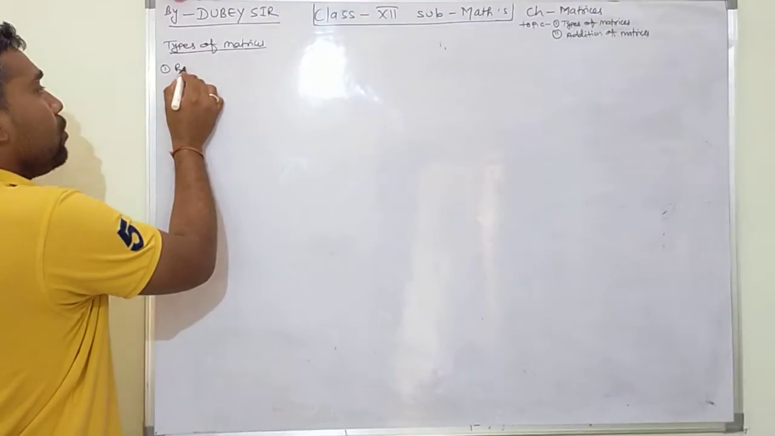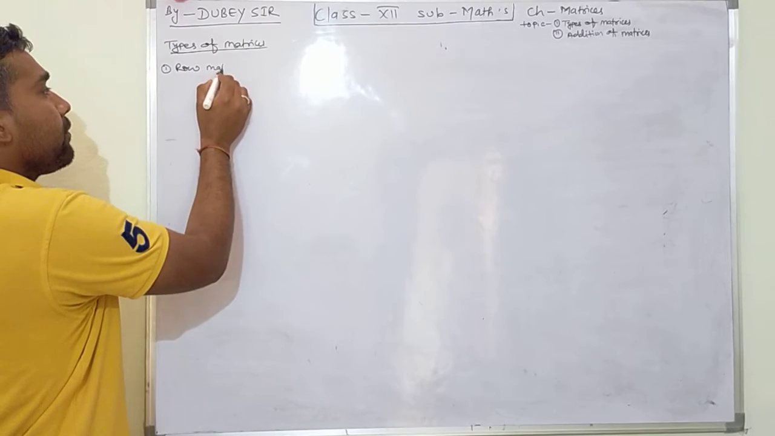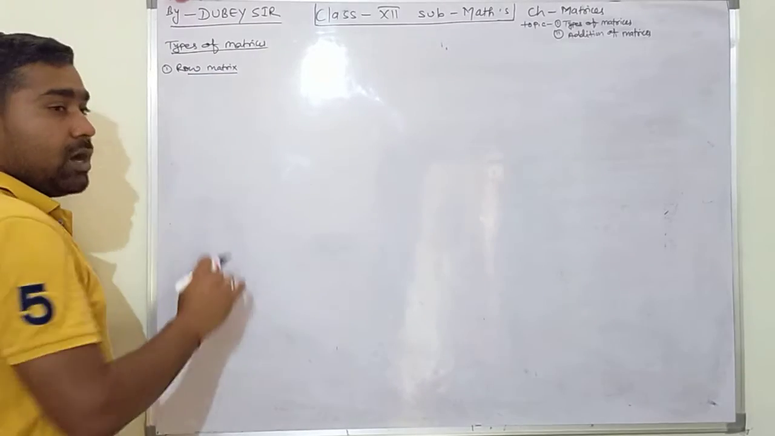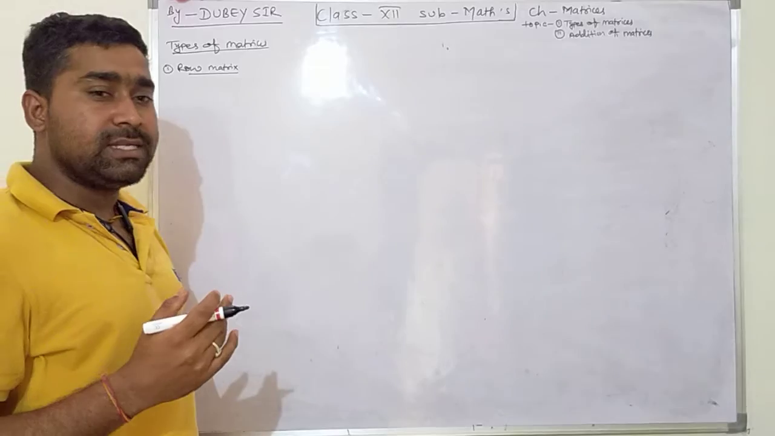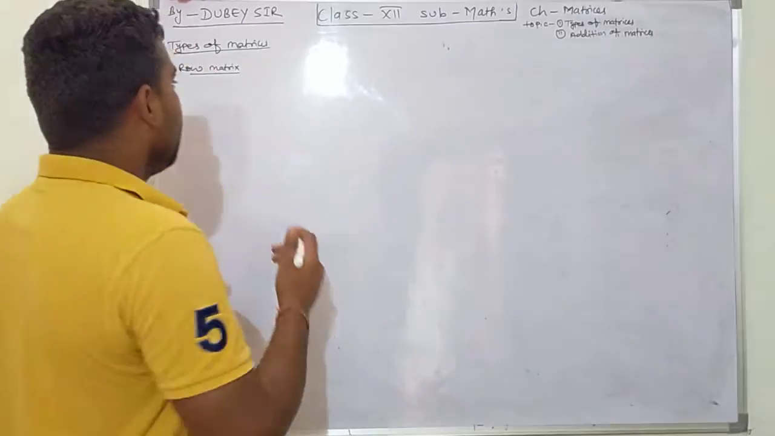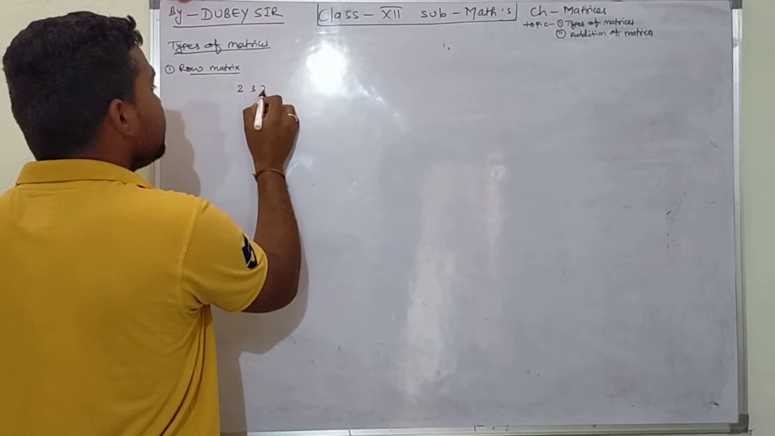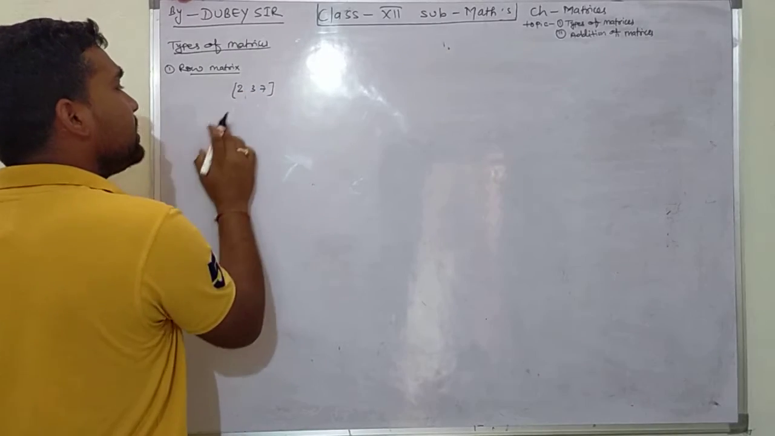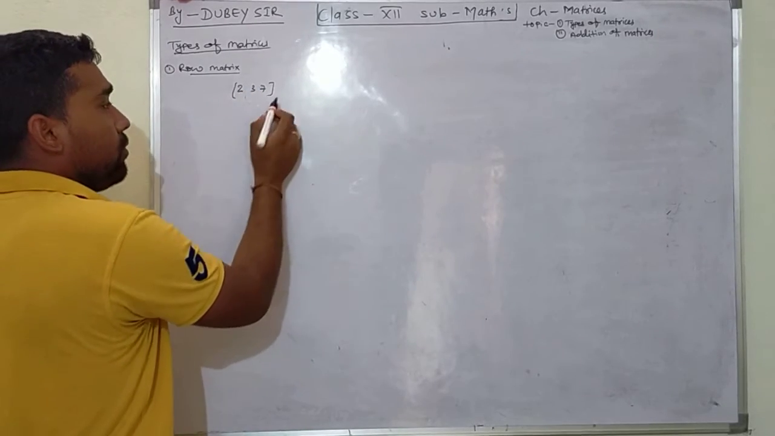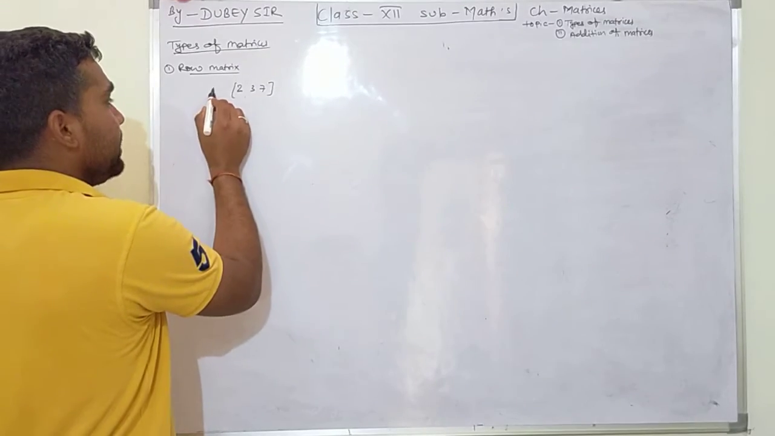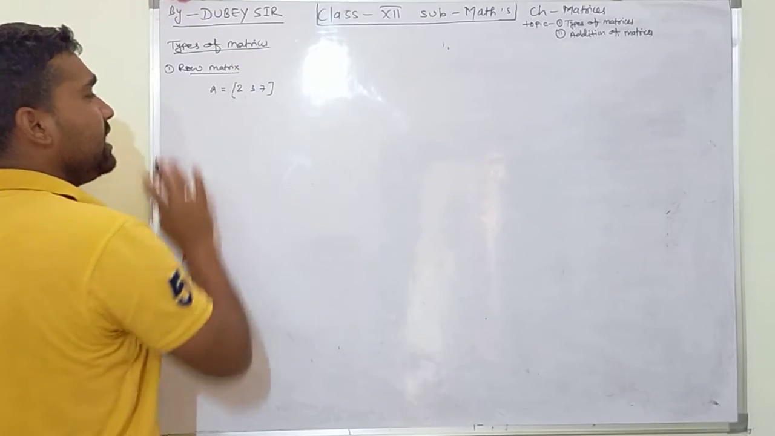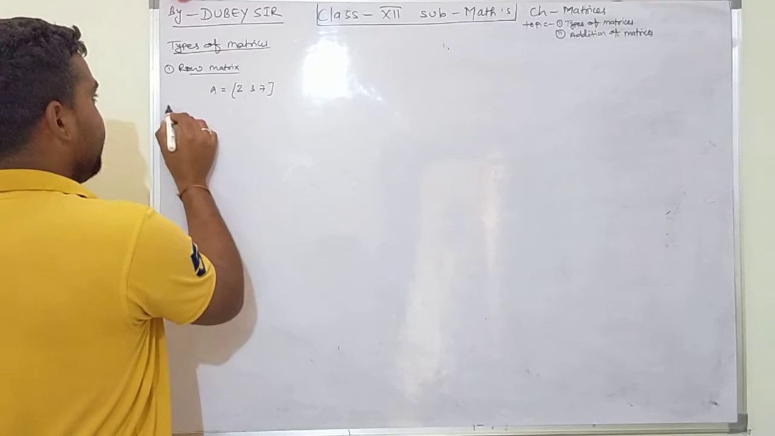First, row matrix. What is a row matrix? A matrix having only one row is known as a row matrix. For example, 2, 3, 7. This is a matrix having only one row. Therefore, it is called a row matrix. A matrix is generally denoted by a capital letter.